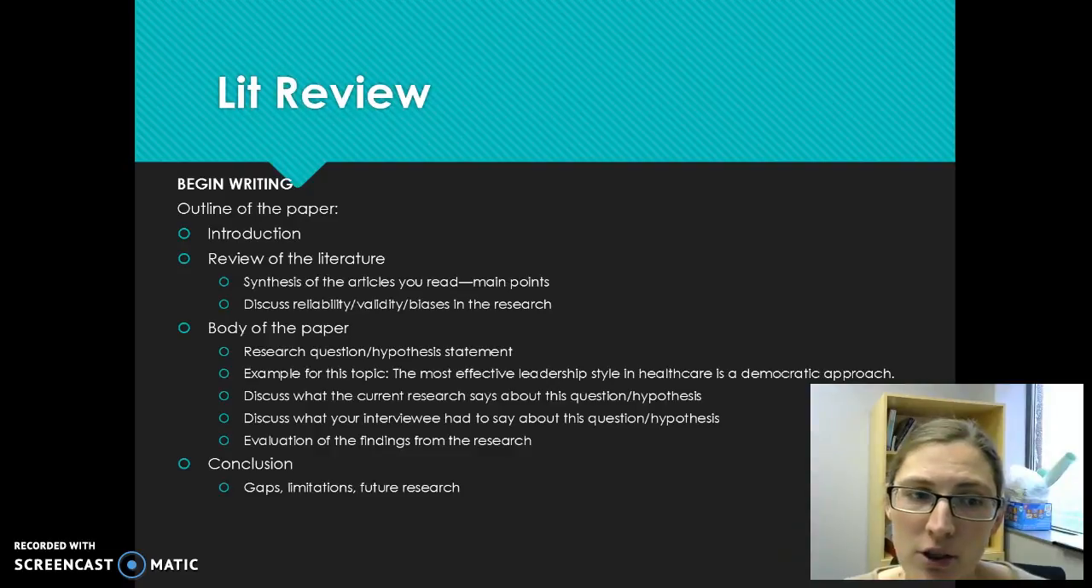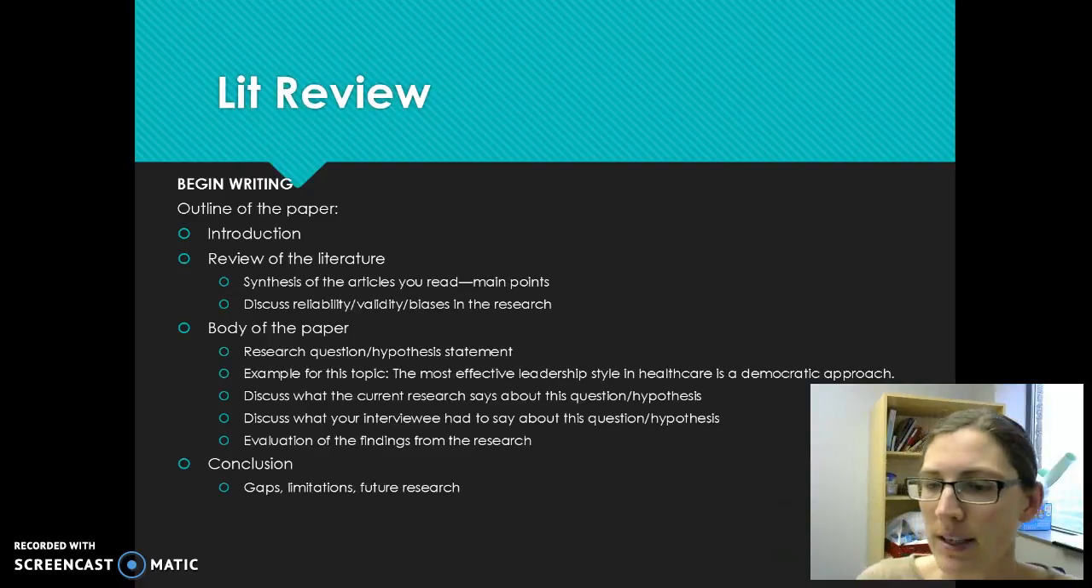Then after the introduction, usually there's a review of the literature. That is really just a summary of the articles that you have already read. You would synthesize those. What are the main points, the main findings? And at that time, you might also discuss, are there biases? What are the things that could potentially make it weaker? Was there a bias involved? Was it not a reliable or valid study? That is where you might discuss that.